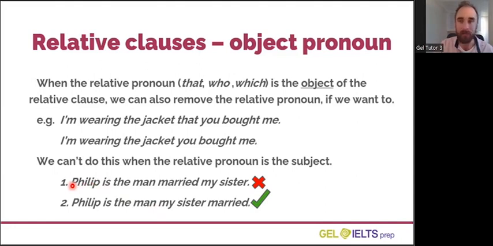Number 1 is not correct. Philip is the man married my sister. Well, I'm saying he married my sister. So now he is the subject. So we cannot remove who or that from this sentence. Philip is the man that married my sister. Philip is the man who married my sister. We can't remove the relative pronoun because it's the subject of the relative clause.